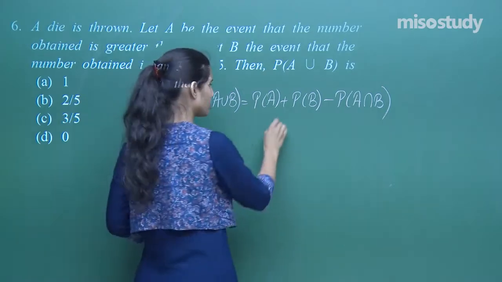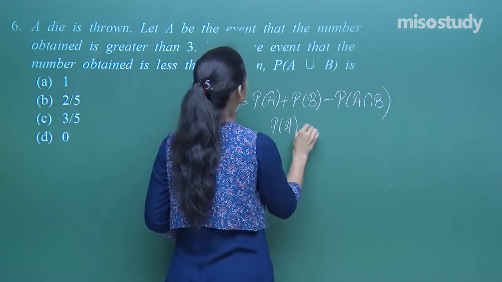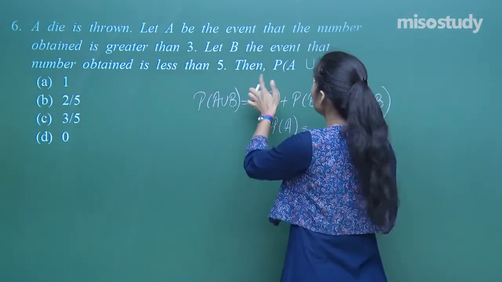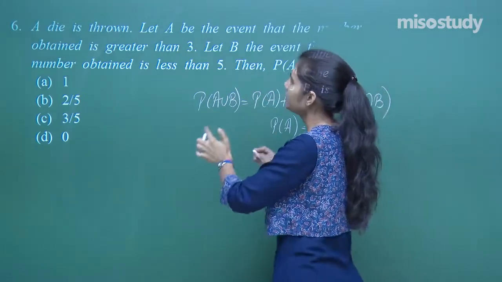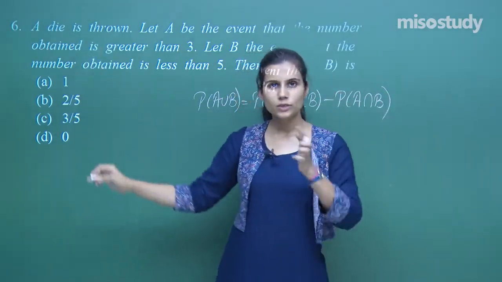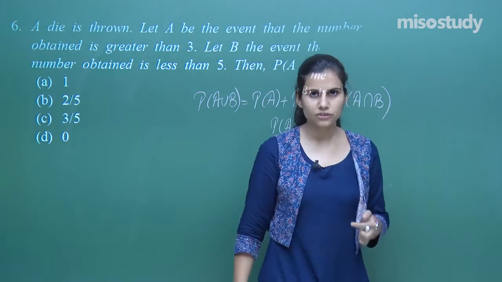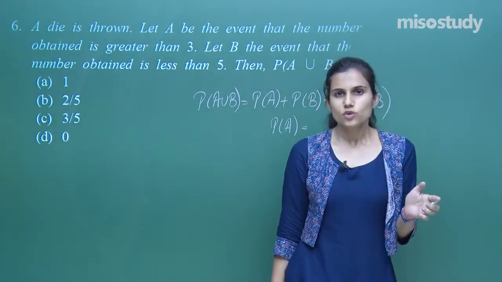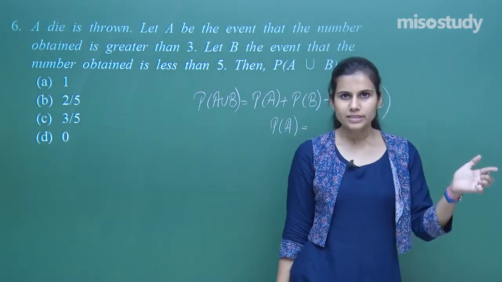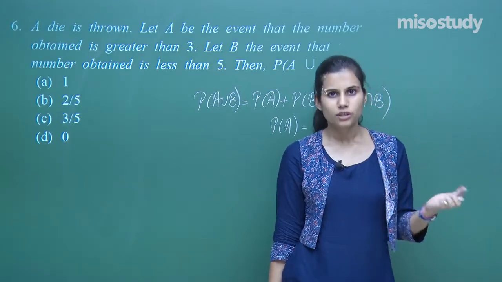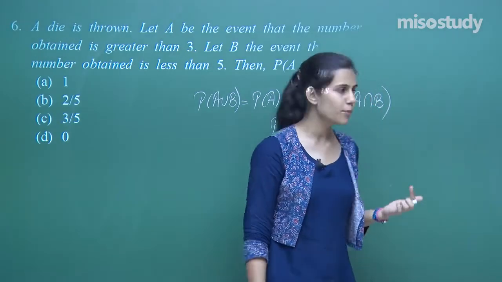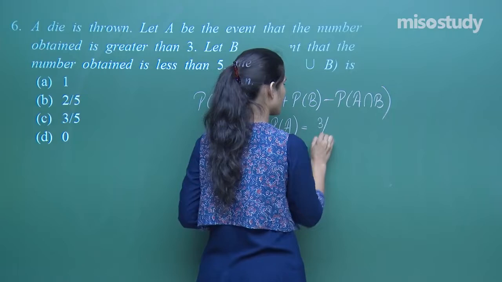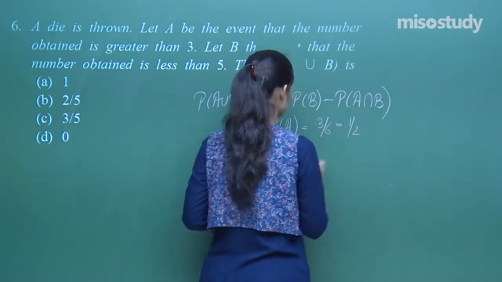Probability of A means what? What is the probability that the number obtained is greater than 3? So when a die is thrown, the sample space is 1, 2, 3, 4, 5, 6. Greater than 3 are 3 numbers: 4, 5 and 6. So favorable elementary events are 4, 5 and 6. Total are 6: 1, 2, 3, 4, 5, 6. So your probability becomes 3 upon 6, which is 1 upon 2.